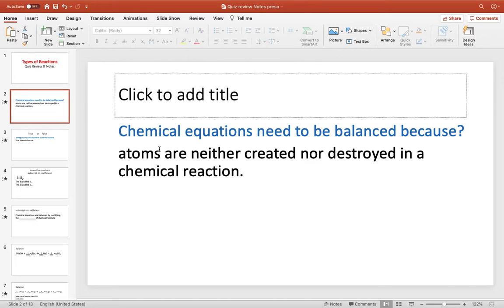A little bit of a definition. Chemical equations need to be balanced because the answer is atoms are neither created nor destroyed in a chemical reaction. Atoms are neither created nor destroyed ever. Okay, you're going to learn that. So chemical reactions have to be balanced because you can't make any more or make any less. They just kind of move around. Okay, this is the definition. You'll be asked this on your quiz.